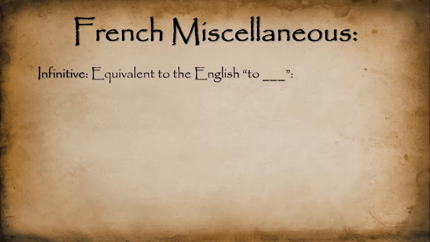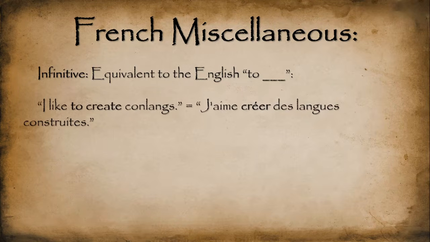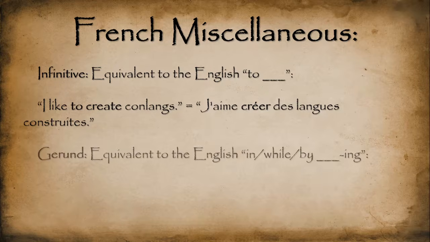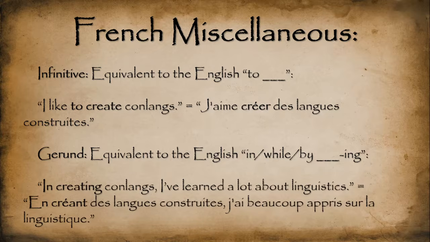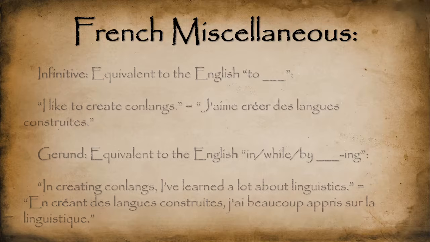The infinitive is equivalent to the English to blank, so I like to create conlangs would be je crée des langues construites. The gerund is equivalent to the English in, while, or by, so in creating conlangs, I've learned a lot about linguistics. En créant des langues construites, j'ai beaucoup appris sur la linguistique.